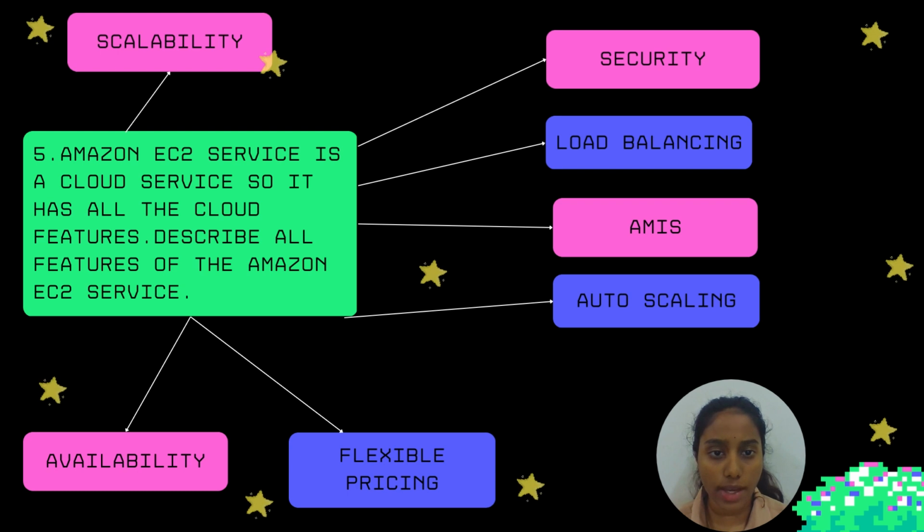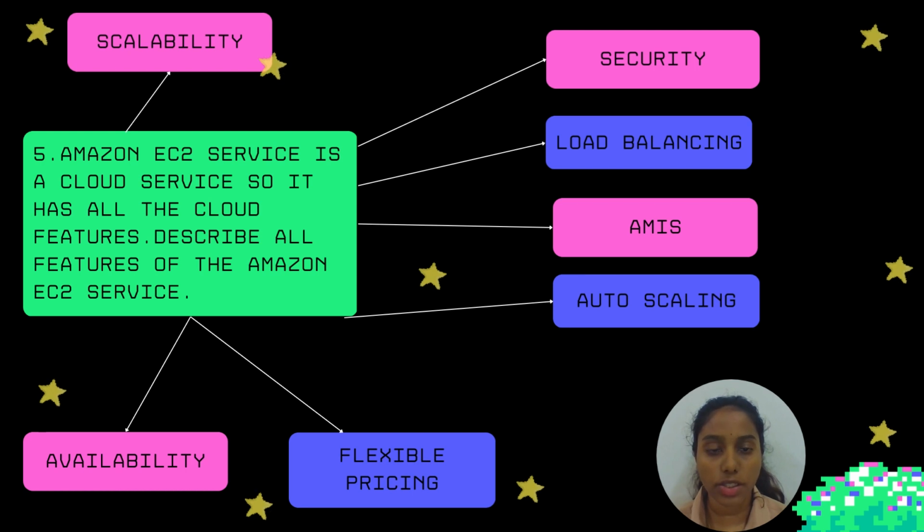Ninth is data transfer. Users of EC2 have access to a variety of data transfer choices, including AWS Direct Connect, Amazon S3, and Amazon EBS. This makes it simple for customers to move data between their instances and other AWS services.